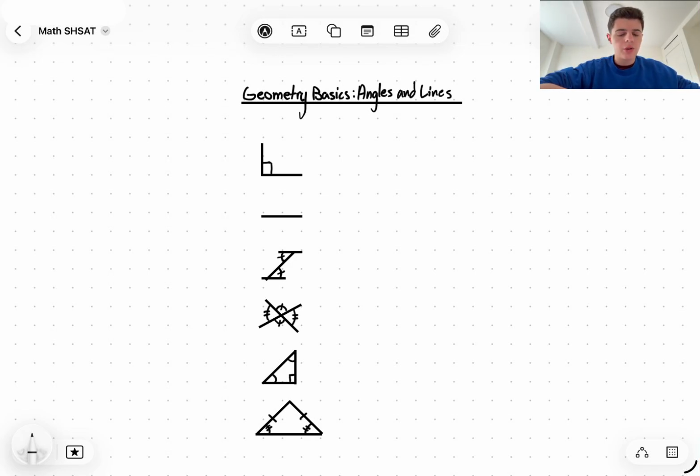Today's math topic is going to be geometry basics, just looking at angles and lines. Normally I start with key tips, but today I thought I'd just explain the basics of the different things that you can approach, and then we'll go into some problems.